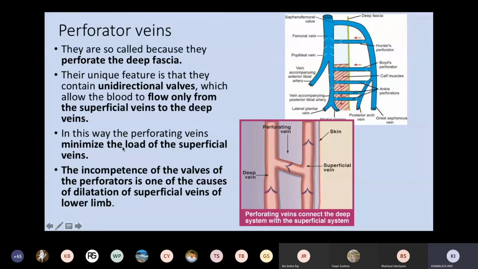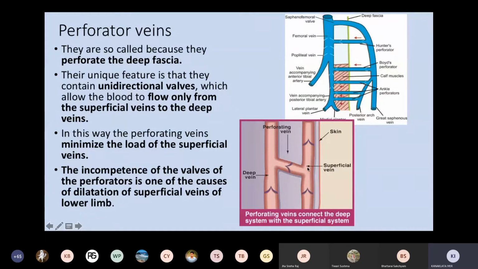They minimize the superficial load pressure. I said these valves, if they are incompetent, you'll see the diagrams later, they will cause backflow of the blood, and that is why dilatation and varicosity of the great or the short saphenous vein.